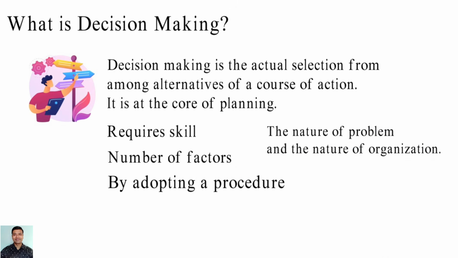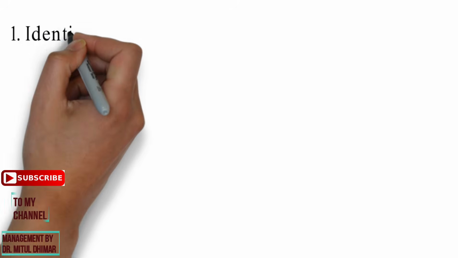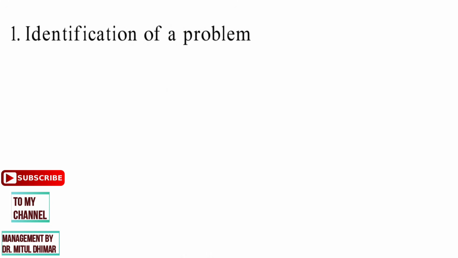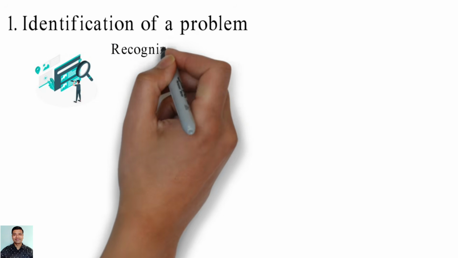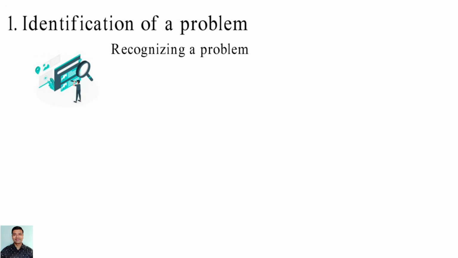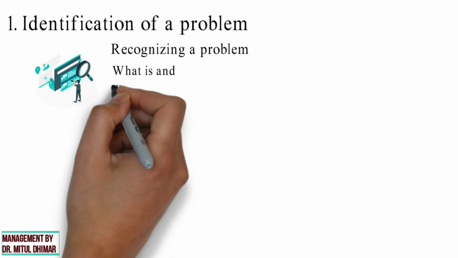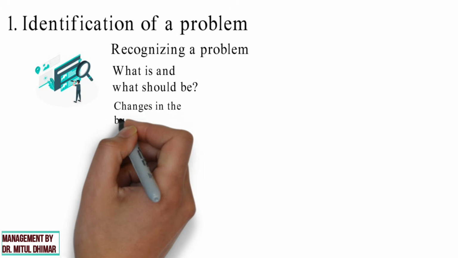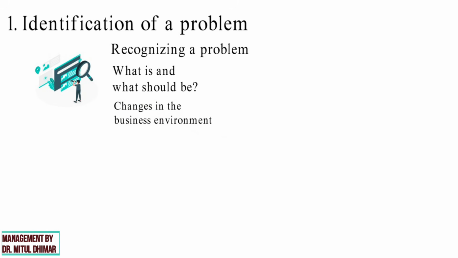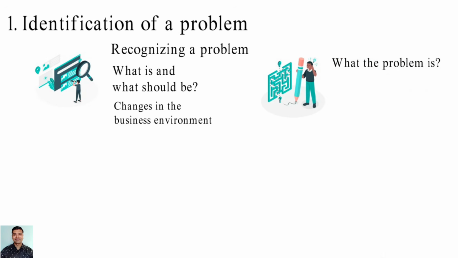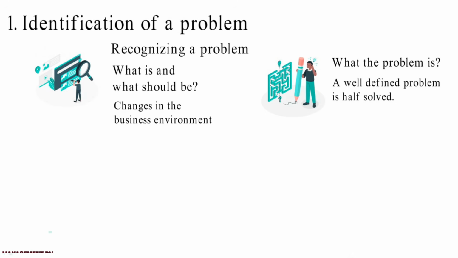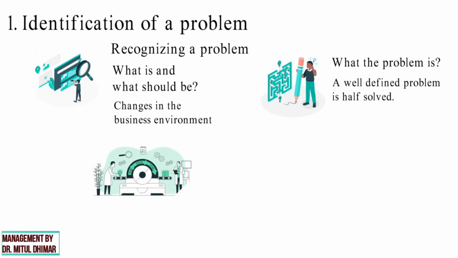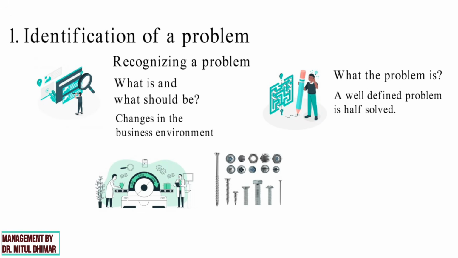So now let us understand steps involved in decision making process in detail. Step number 1. Identification of a problem. Identifying a problem means recognizing a problem. The problem arises because of the difference between what is and what should be. Changes in the business environment are the main reason for creating a problem. Therefore, the manager must define what the problem is. A well-defined problem is half solved. For example, if a machine stops working due to the unavailability of screw is the problem in this case.